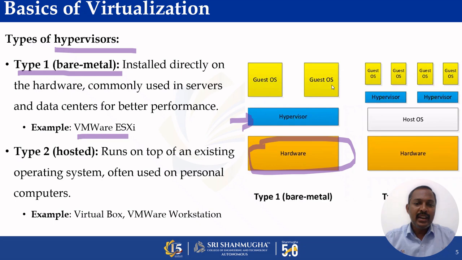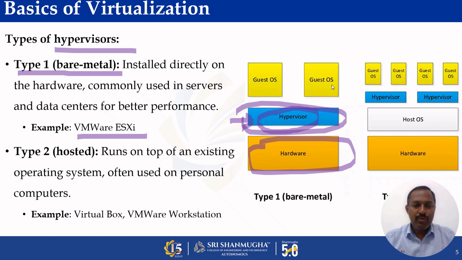Example, VMware ESXi. This is one of the examples for type 1. The hypervisor is created on the actual hardware, and it creates virtual machines. Virtual machines are created on the hardware directly. That is called type 1 bare metal.